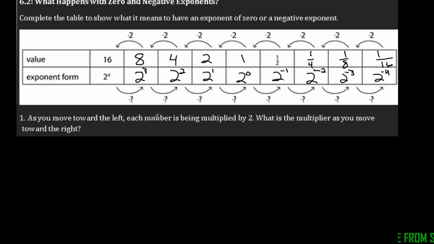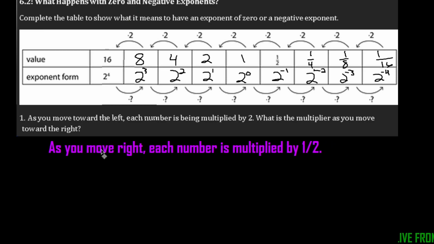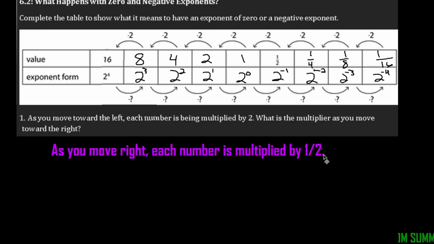And it says, as you move toward the left, each number is being multiplied by 2. What is the multiplier as you move toward the right? Well, I said it's like we're dividing by 2, which is the same as being multiplied by 1/2. So for each part, we're multiplying by 1/2. So be able to notice that pattern as you're shifting around, and again, make sure you're understanding those exponent rules for different bases.